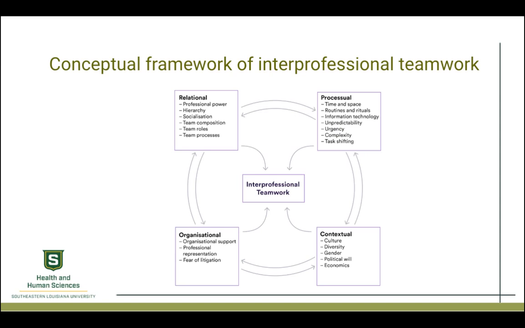So all of these different parts of interprofessional teamwork all interact with one another. They all influence the other. They don't work in silos. They are not all coexisting as one separate from the other. They are all playing a part in determining how a team looks and how it works. So that's why we need to look at it from that lens.